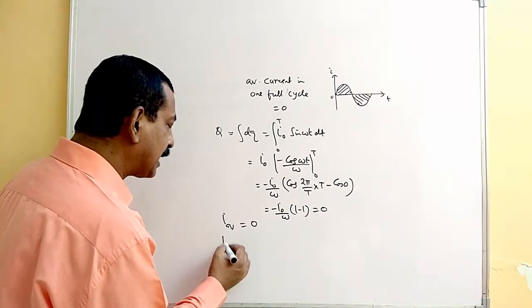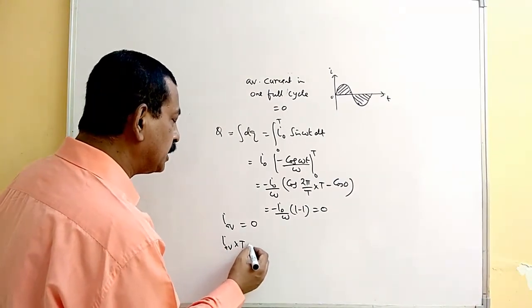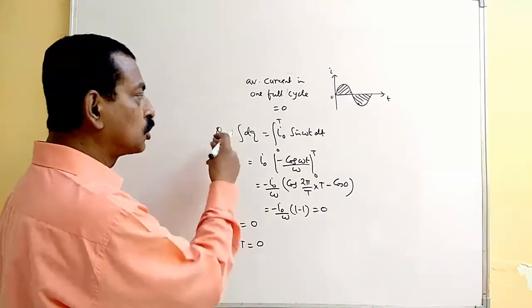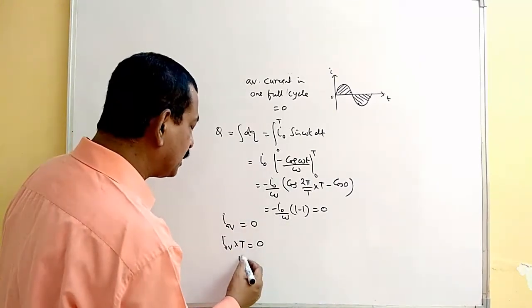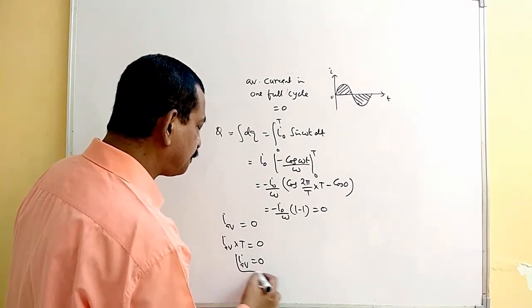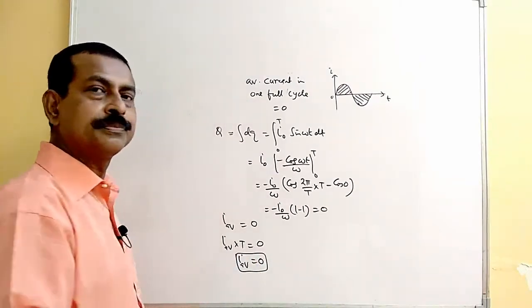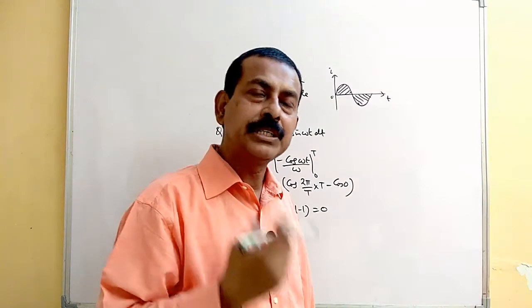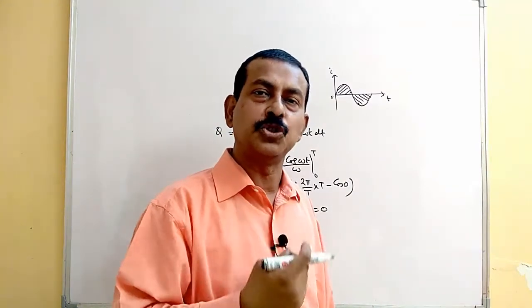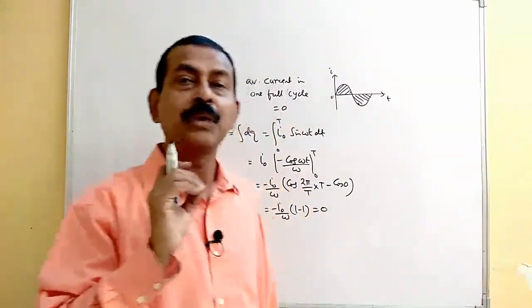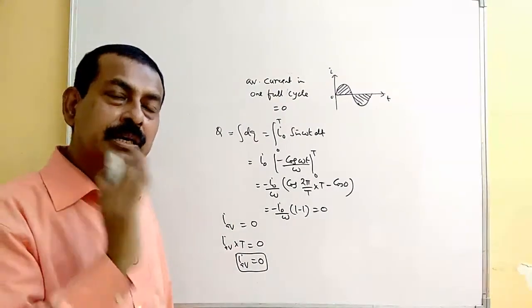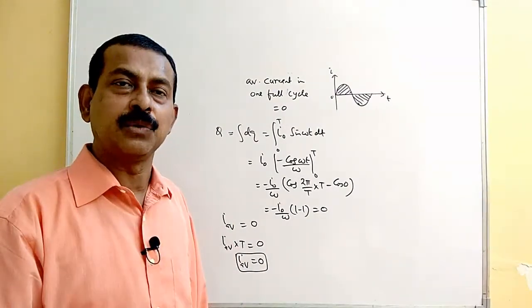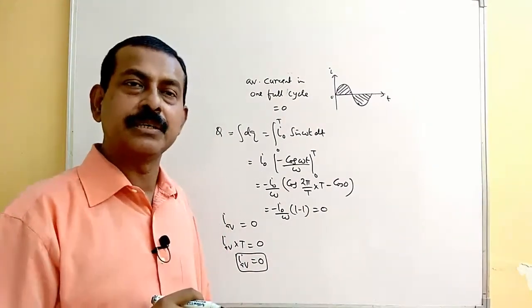Because how are you getting that? I average into T, this is 0, that is your Q. So I average will be equal to 0. This is how you can show that average current over one complete cycle is 0. This is the reason why we are not defining average current for one full cycle. We are defining it in terms of the half cycle.